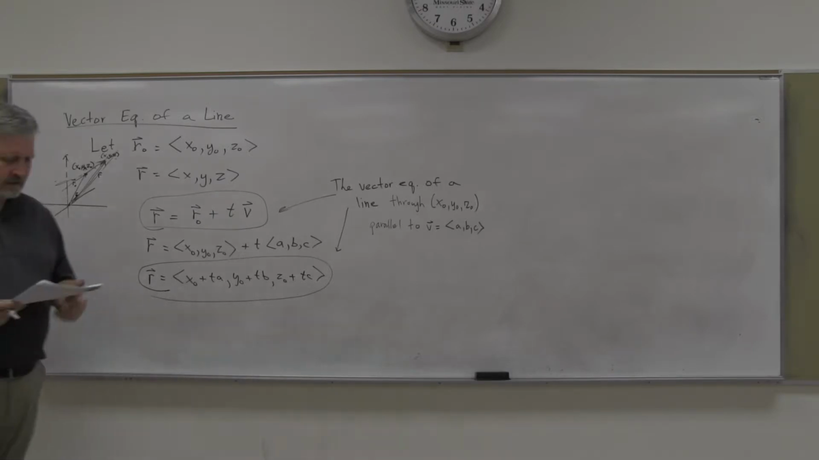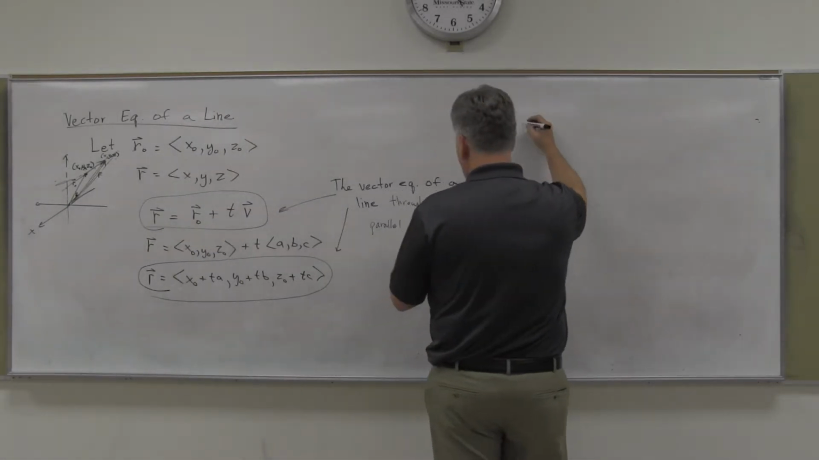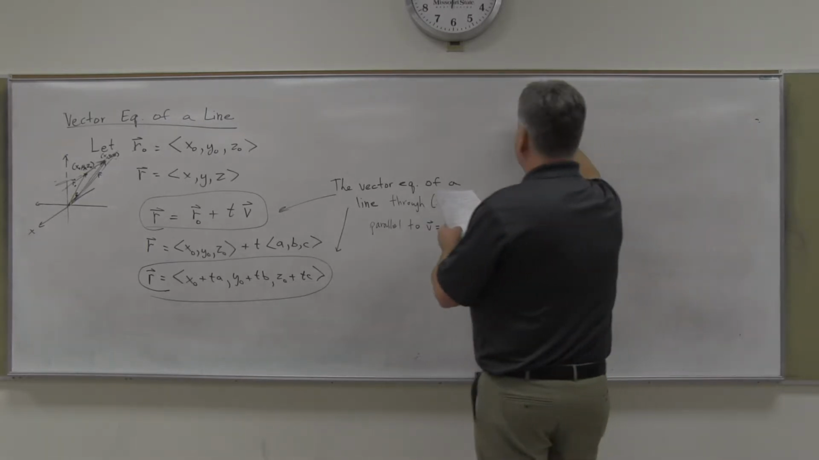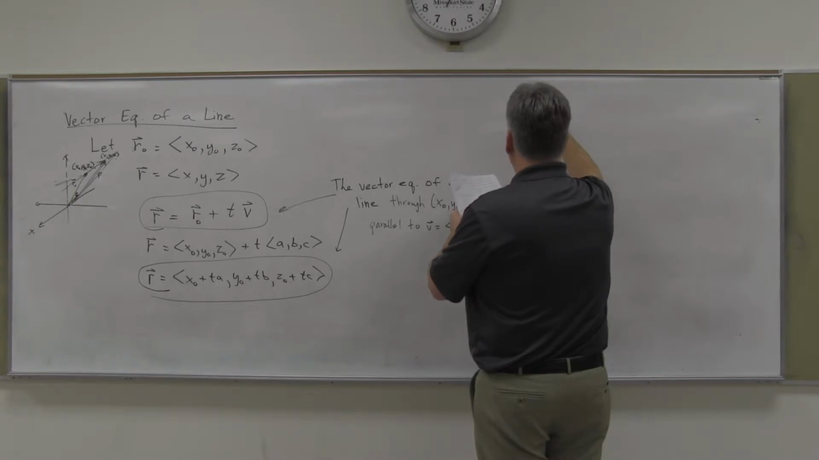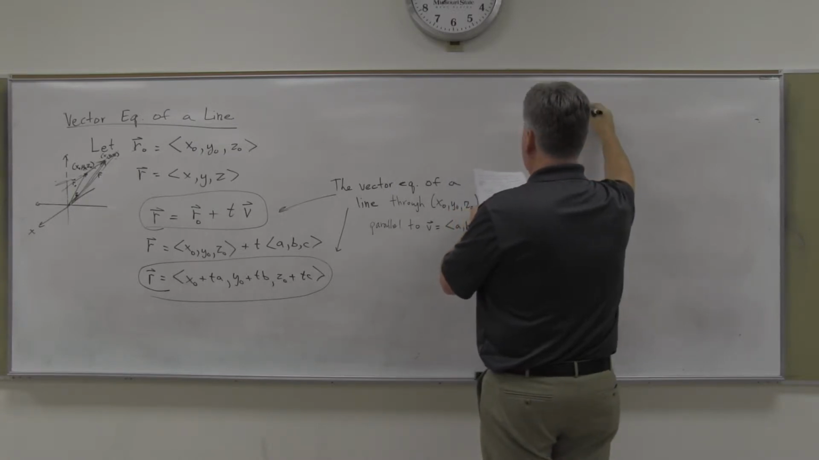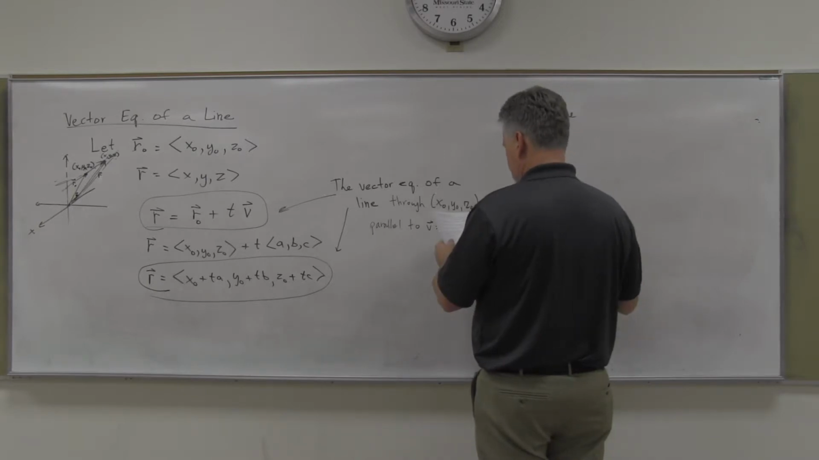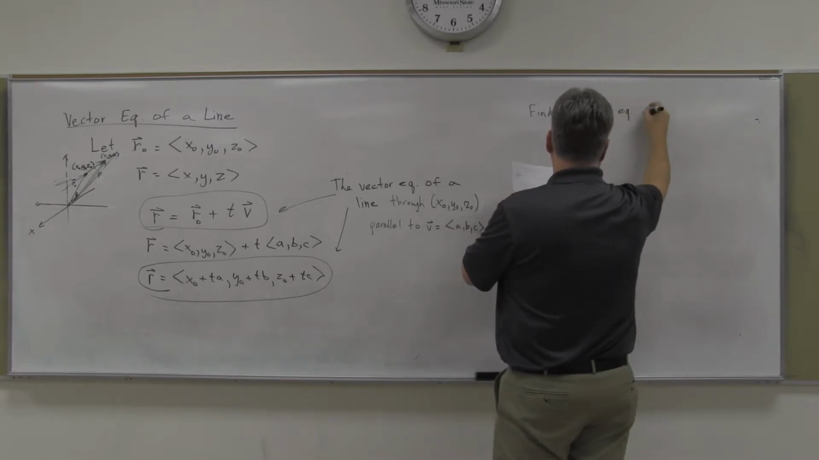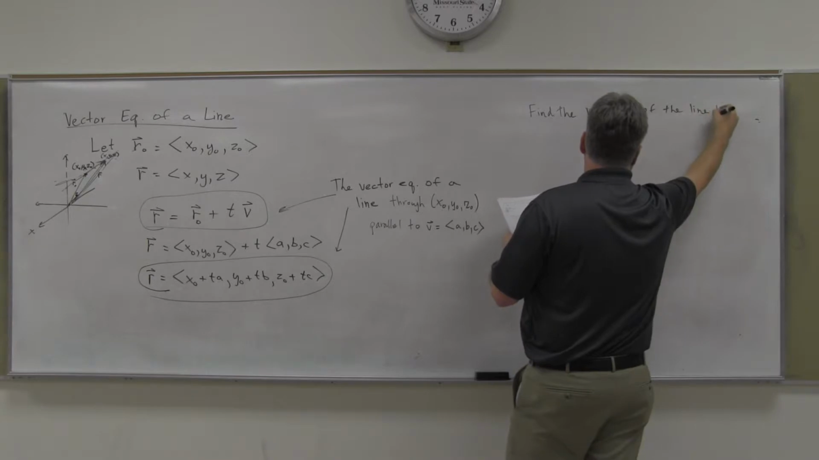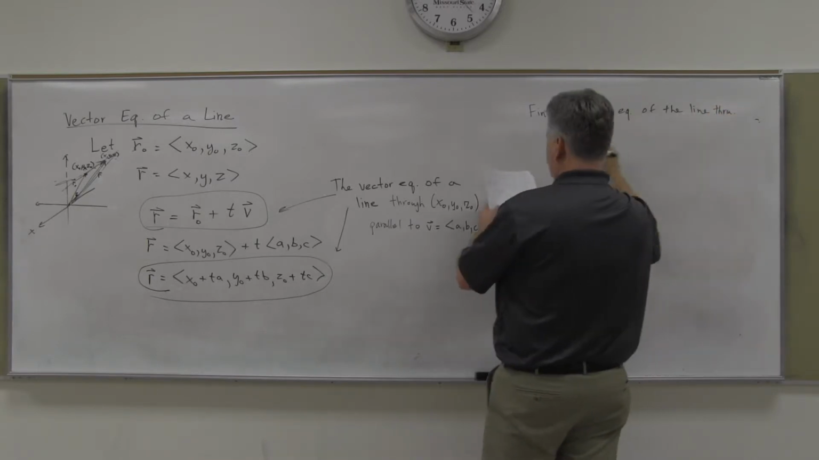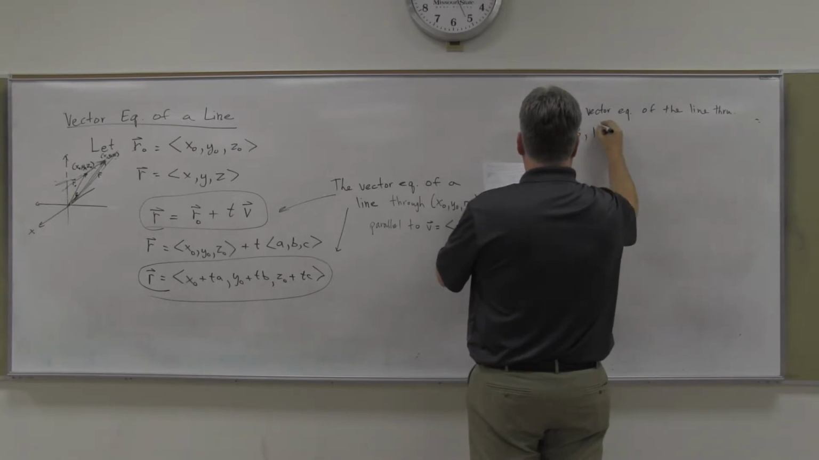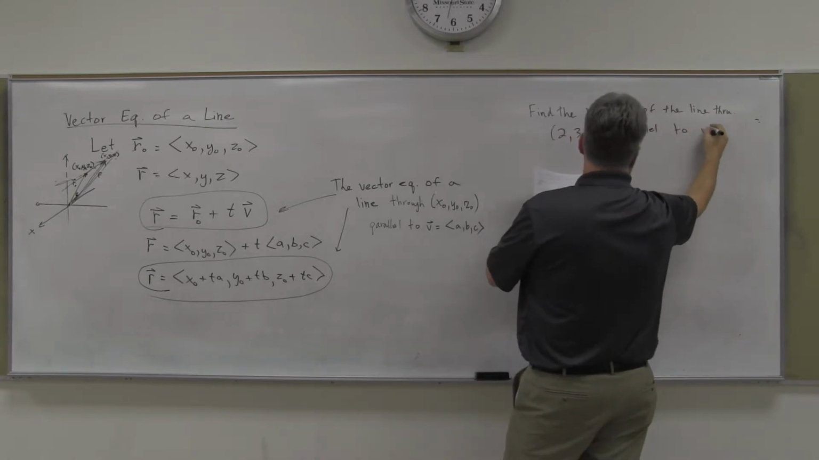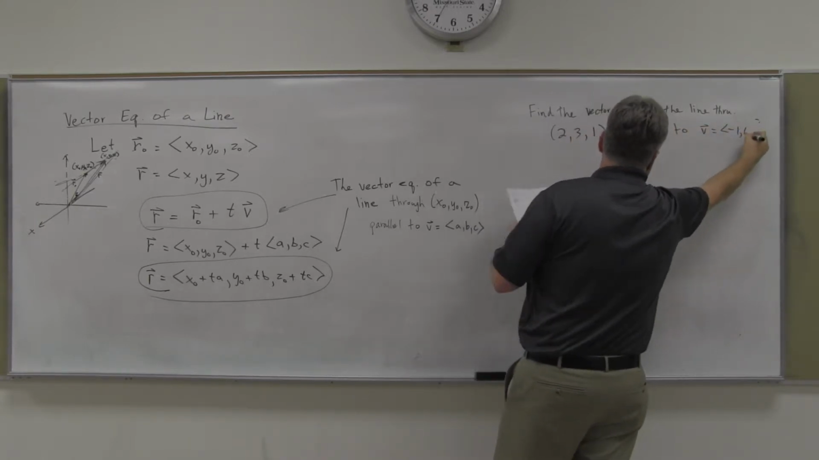Vector equation of a line. So, yeah, it's real straightforward, I think. Let me give you an example. Say, find the vector equation of the line through 2, 3, 1 parallel to V equals -1, 6, 5.